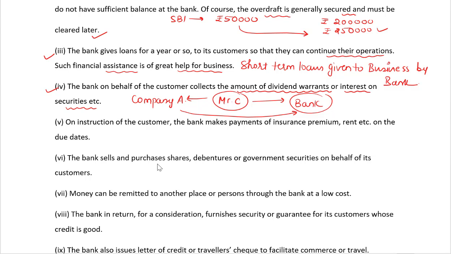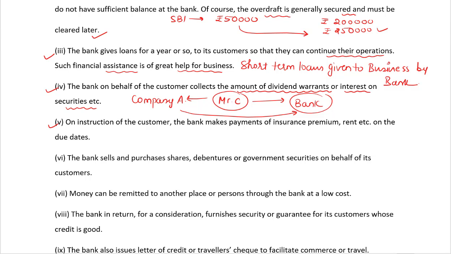I believe you understood that Mr. C has given an instruction to the banker that they should directly collect the dividend or interest on securities from company A and credit it in his bank account. And Mr. C has also given instruction to company A that they should make payment directly to the bank account. This is a facility offered by a banker to Mr. C. Over here, Mr. C is the customer of the bank.